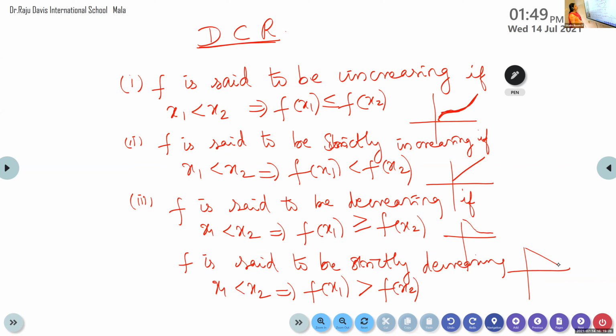And it is said to be a constant function. When you say it is constant, f of x values are always the same. F of x is said to be a constant function if f of x1 is equal to f of x2, where x1 is not equal to x2.